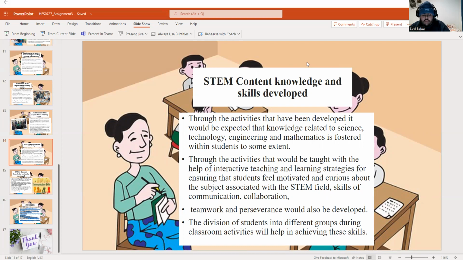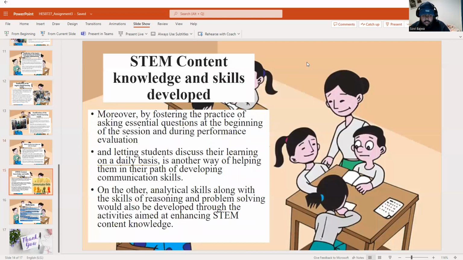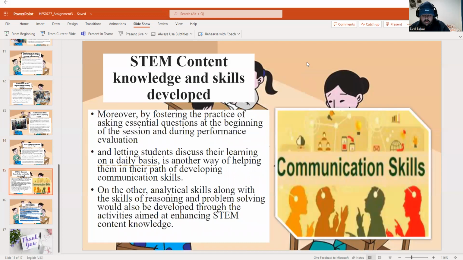Another importance of STEM is that it's going to teach the young generation about teamwork and perseverance, as these activities are going to be done as group activities, and little groups would be formed, and making these groups is going to help them develop this teamwork. Moreover, by fostering the practice of asking essential questions at the beginning of the sessions after we have performed these activities, it's going to make them more curious and help them develop more knowledge of STEM.